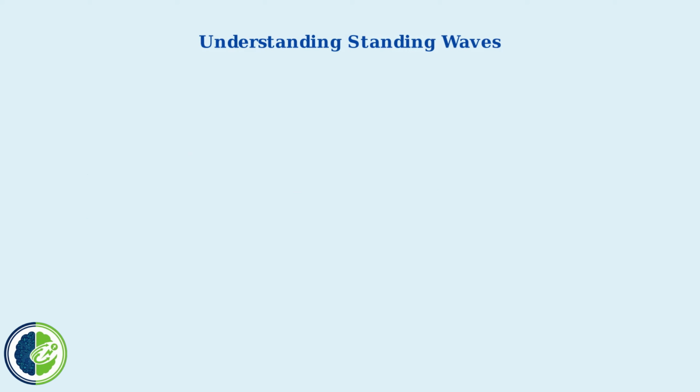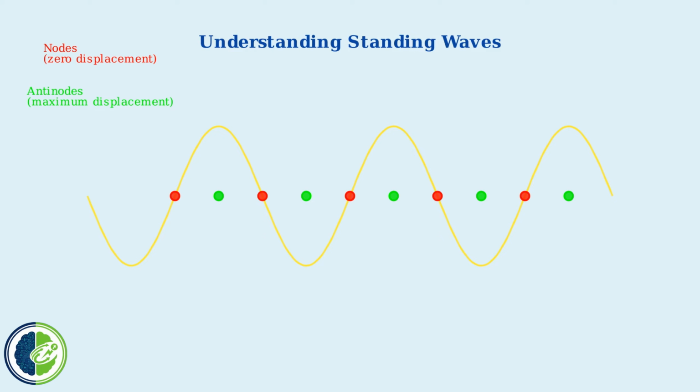Now let's see what happens when these two waves interfere. The result is a standing wave pattern. This is a standing wave. Notice how certain points remain stationary while others oscillate with maximum amplitude. The red dots mark the nodes, points where the displacement is always zero due to destructive interference. The green dots mark the antinodes, points of maximum displacement due to constructive interference.